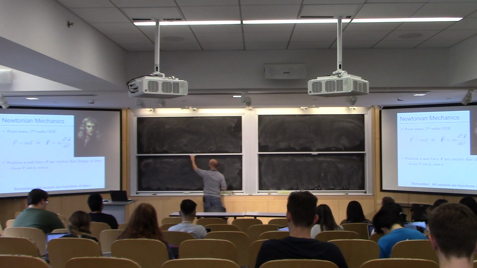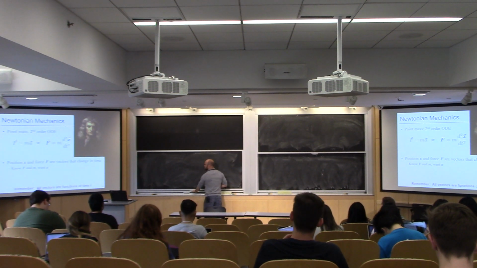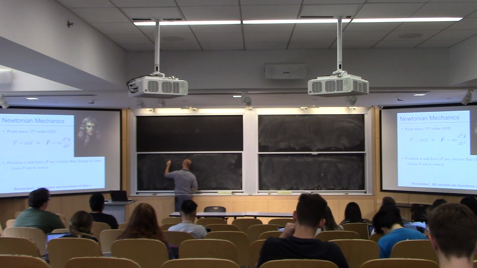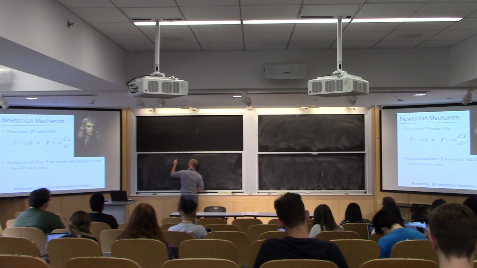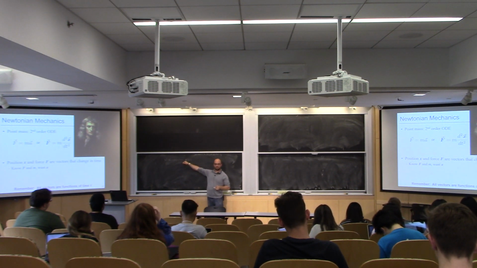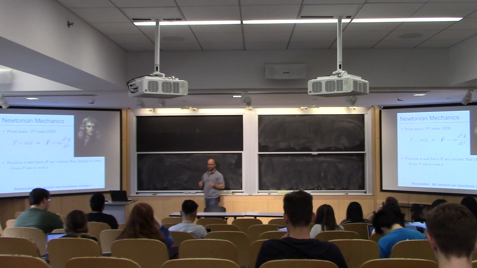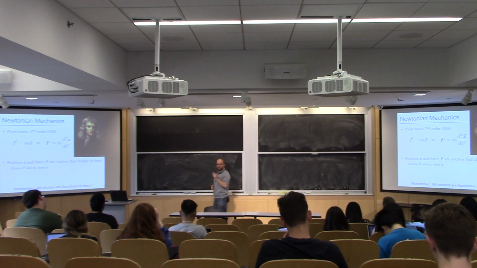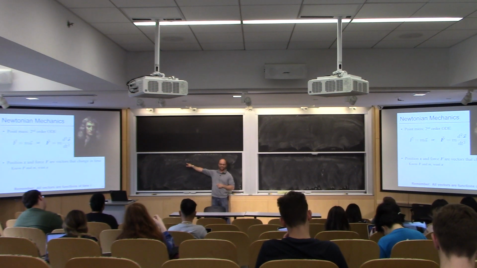So, what is the unknown in my problem? My unknown is a function, maybe x of t, right? Which takes in time, gives me position of my particle. And maybe I'm in 3D, so this is actually the 3D vector, right? That's fancy notation for 3D.